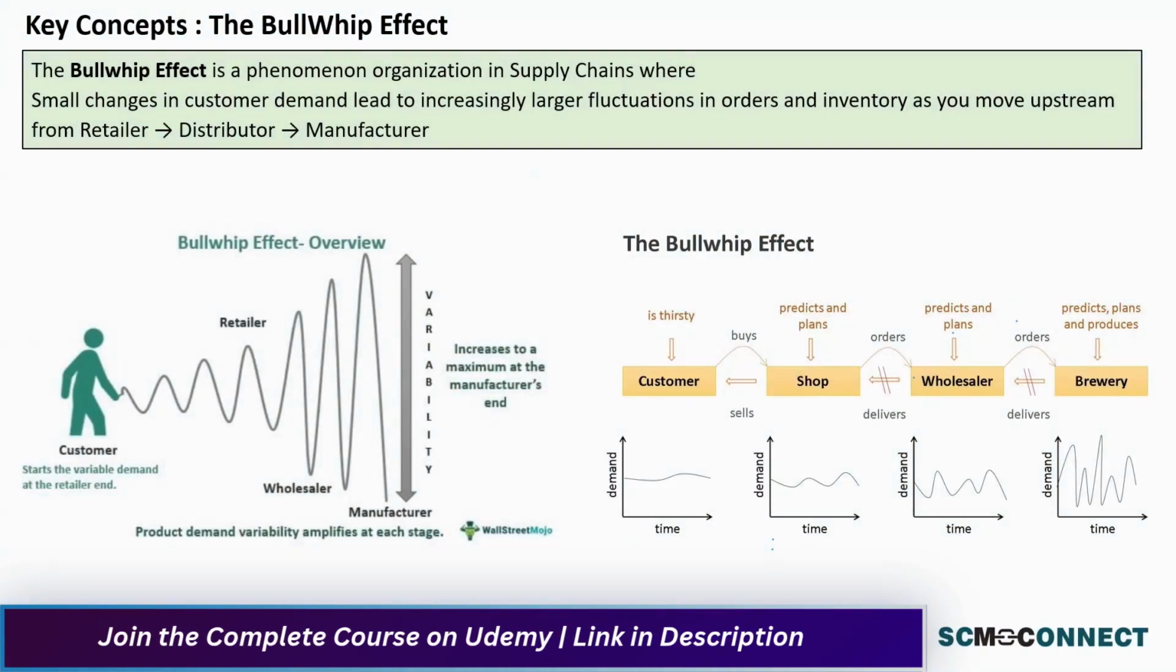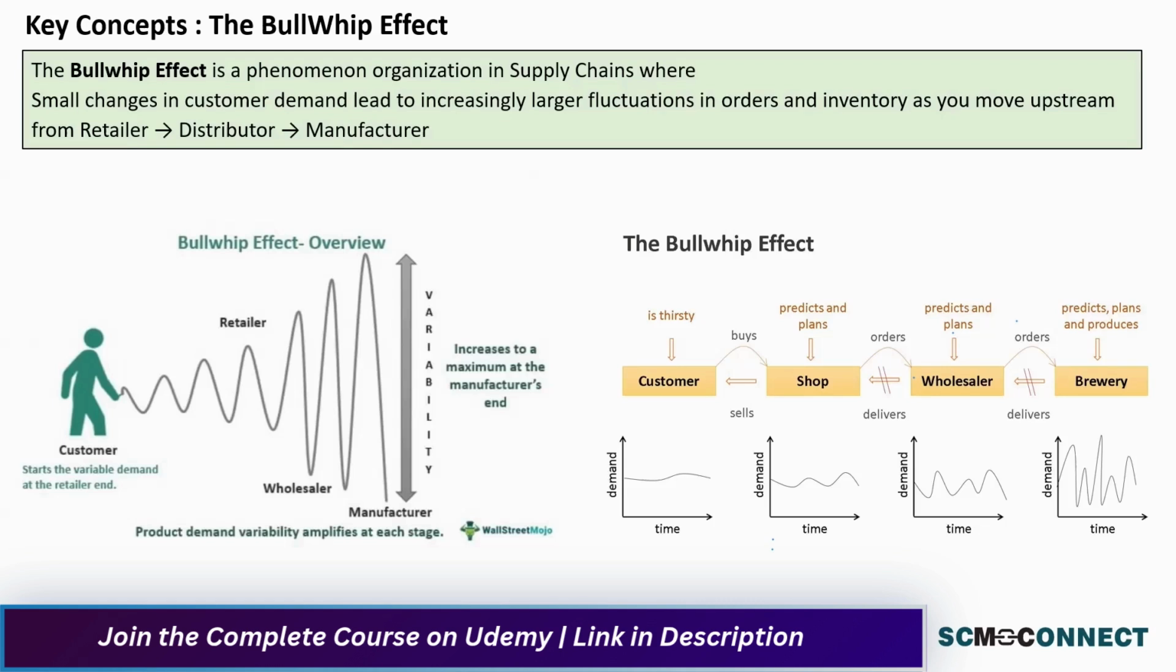Let's get into the key concept of the bullwhip effect. So you can see in the picture below, the customer is giving a flip to the whip, and it starts creating those waves and goes up to the retailer. You see the size of the variability, and then it goes to the wholesaler or the distributor. And by the time it reaches the manufacturer, the variability of that wave is very, very high.